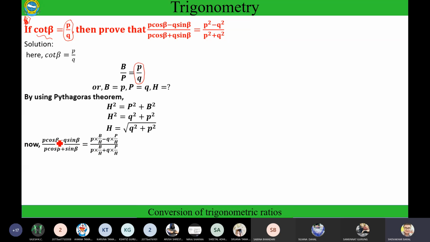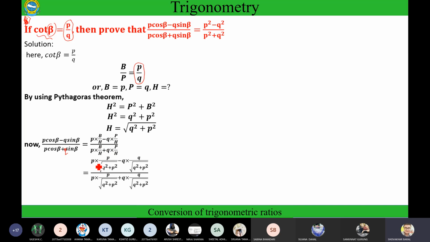Now we have to find this value: (p cos beta minus q sin beta) by (p cos beta plus q sin beta). That is, p cos beta is p into b by h, minus q into p by h. Make sure that the angle is the same. Here it is beta and everywhere it is beta, so there is no problem. If it were alpha, that would be a different case. For the same angle we can use the values; for a different angle we cannot.